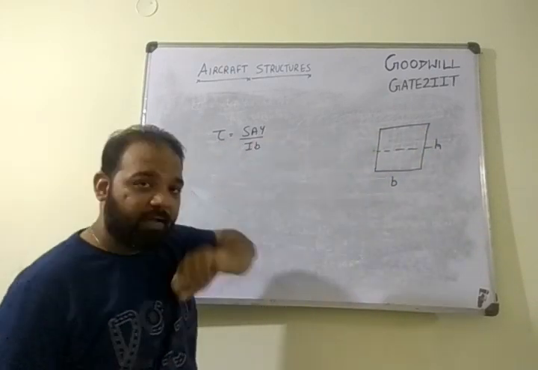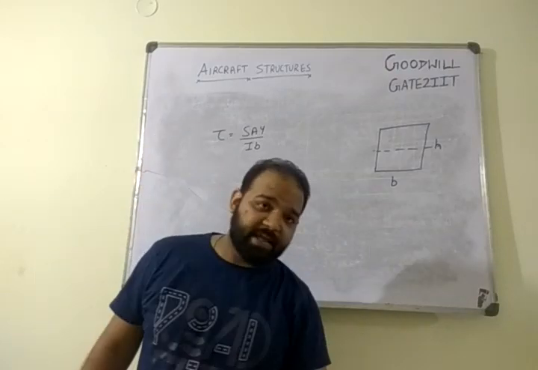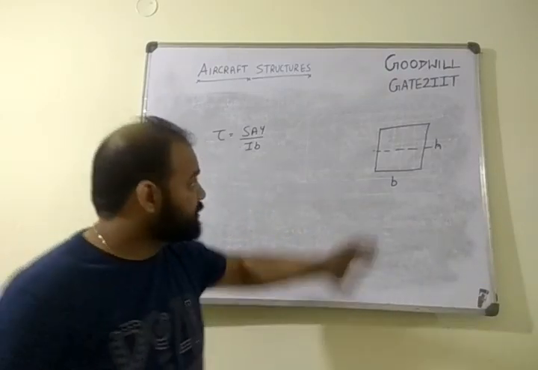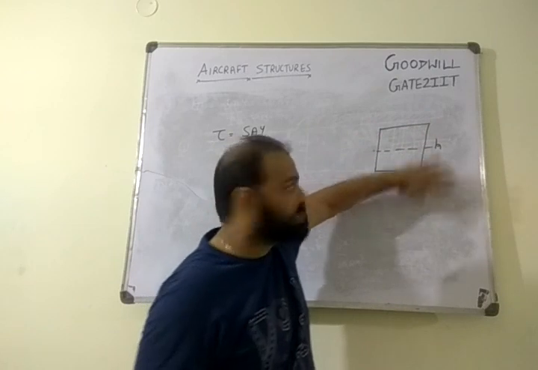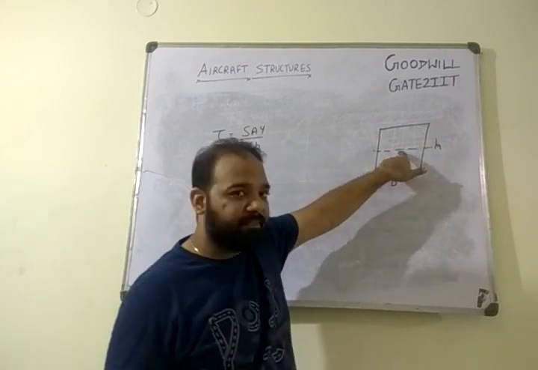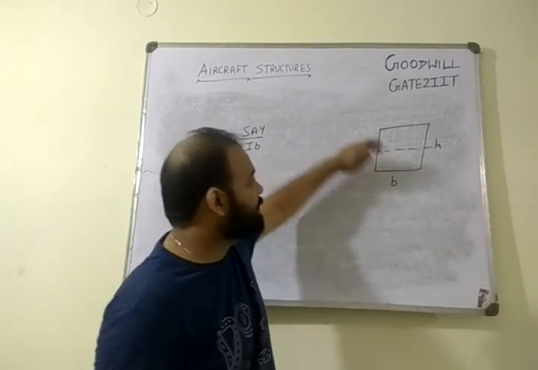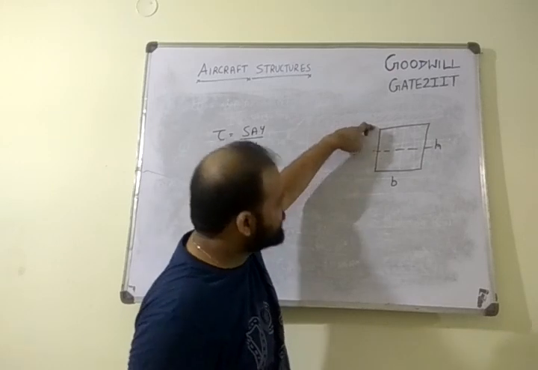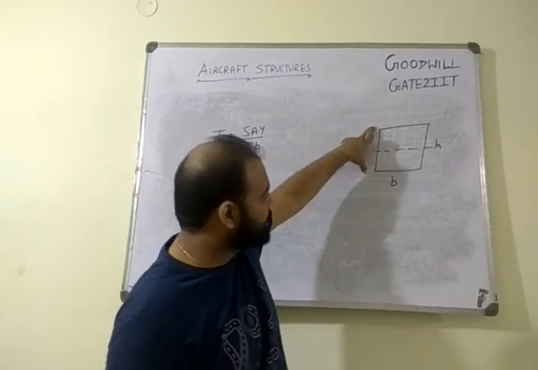But what is this Y? It is the distance between the shaded area and the system CG. Now the shaded area is the whole rectangle, and the system CG is the whole rectangle. Can I say both are the same? So what is the difference between these two? 0. So what is the stress in the outer fiber? 0. Similarly, what is the stress in the outer fiber at the lower part? 0.